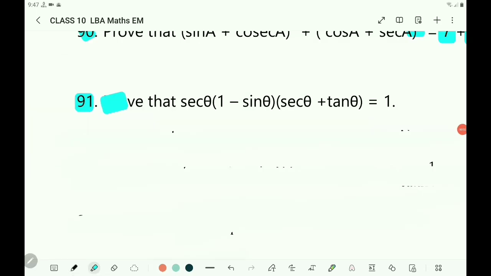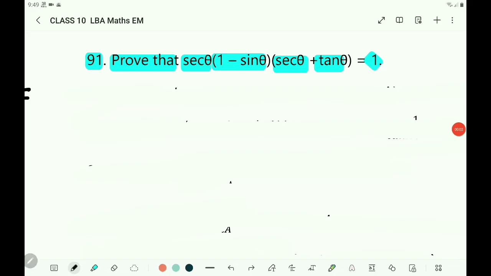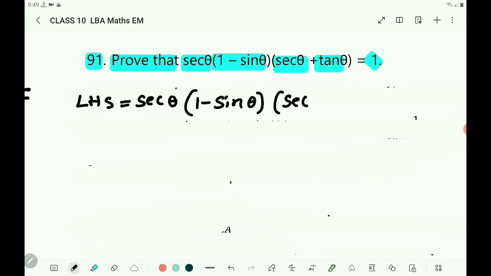Question number 91. Prove that secant theta into 1 minus sin theta into secant theta plus tan theta is equal to 1. Write the LHS. LHS equals secant theta into 1 minus sin theta into secant theta plus tan theta. Then you multiply secant theta and 1 minus sin theta.